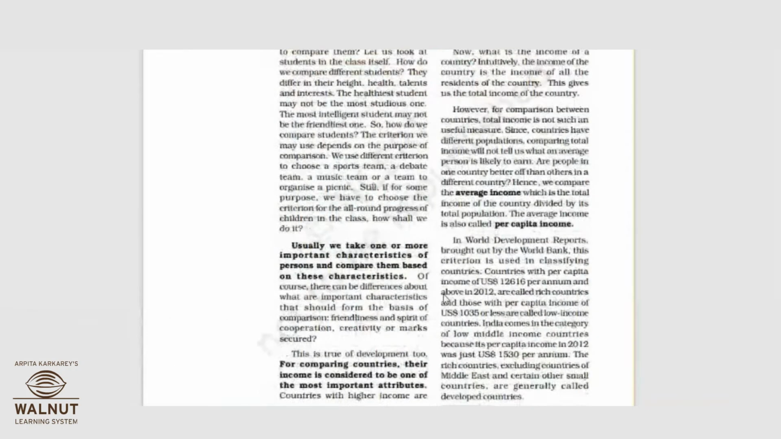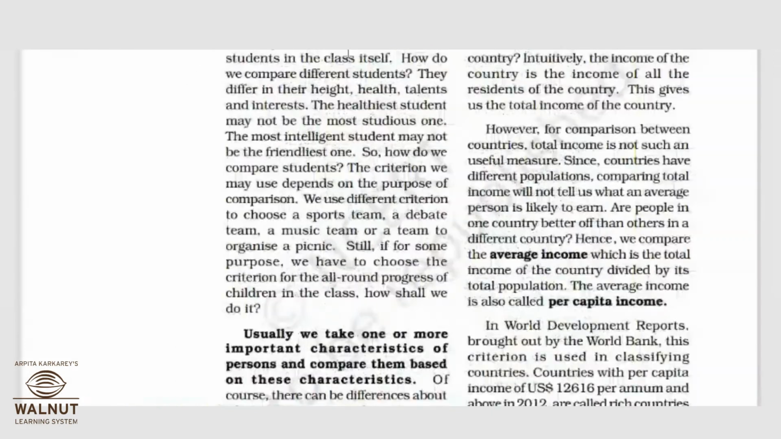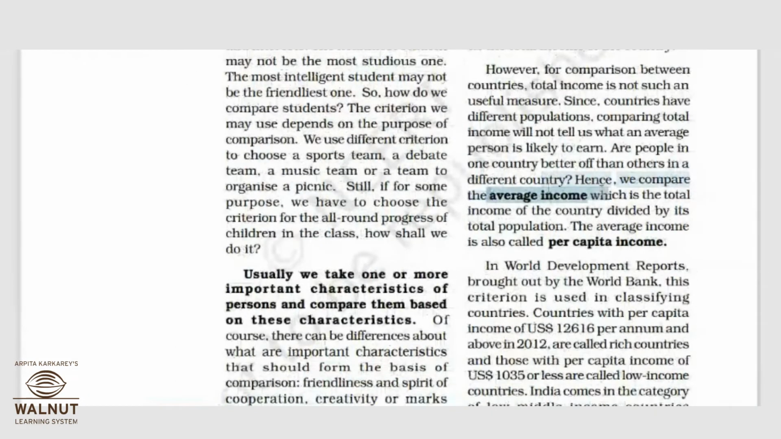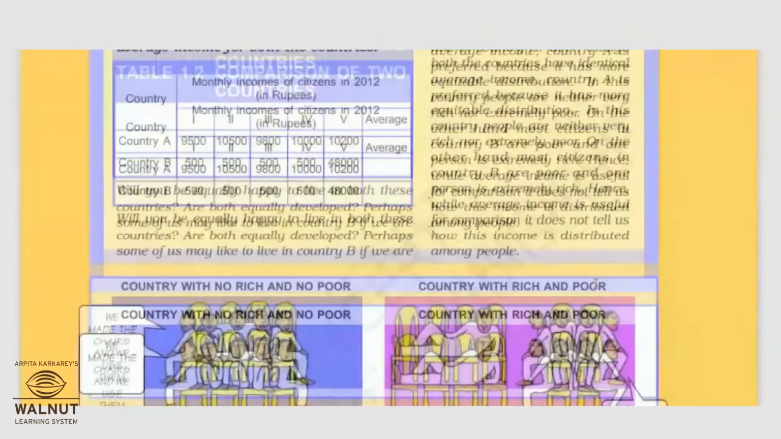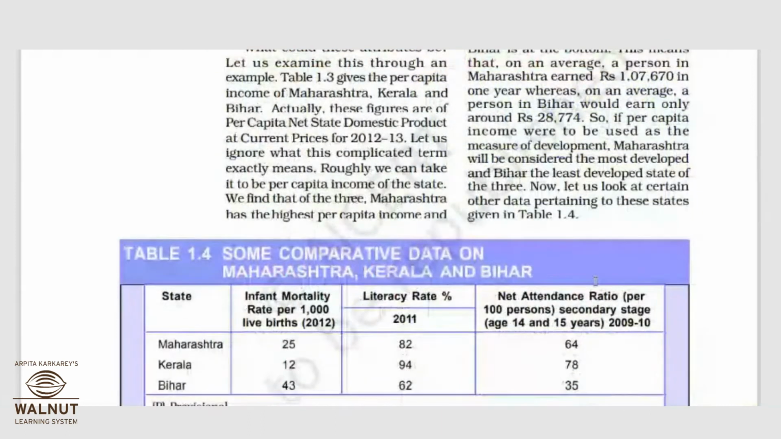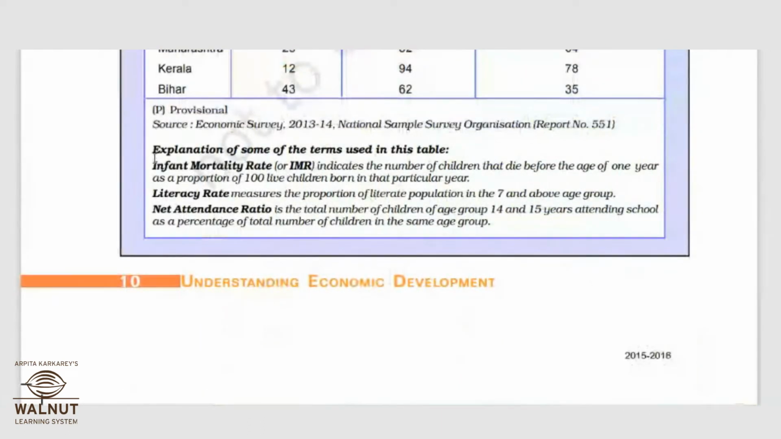This is the part that we were discussing. So we were talking of average income, which is the total income of the country divided by its total population, and this figure is called the per capita income. Then another thing we were talking of is the infant mortality rate, which was the second point, that is the death rate, and the third is the literacy rate of that country.